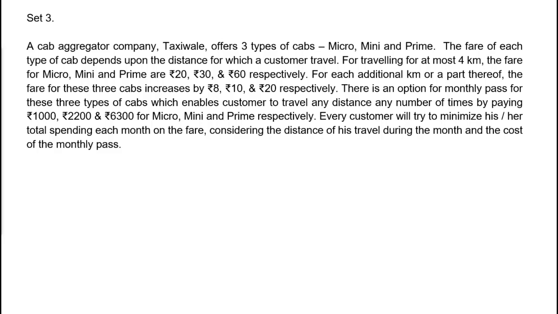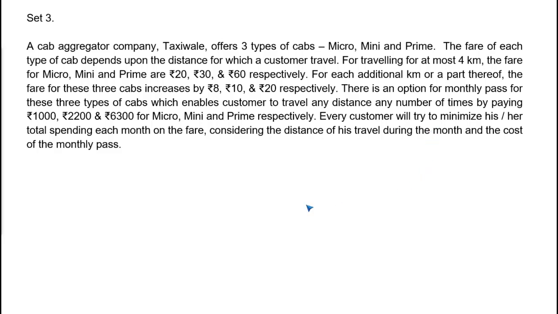the fare for these 3 cabs increases by rupees 8, 10 and 20 respectively for every additional kilometer or a part thereof. There is an option for a monthly pass for these 3 types of cabs, which enables a customer to travel any distance any number of times by paying rupees 1000, 2200, 6300 for micro, mini and prime respectively for every month. Every customer will try to minimize his or her total spending each month on the fare, considering the distance of travel during the month and the cost of the monthly pass.